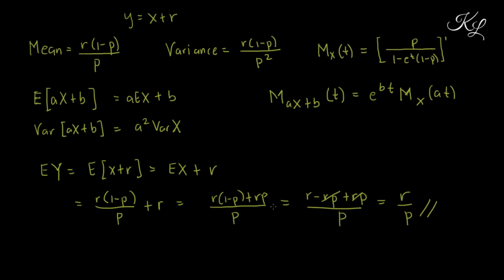Now for variance. So we have the variance of y. This is the variance of x plus r, and this is a squared times the variance of x, and a equals 1, so we have the variance of x. So they are the same. So this is equal to r times 1 minus p over p squared.